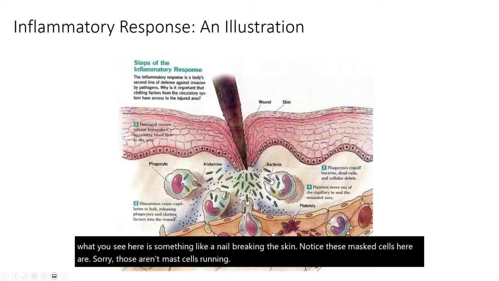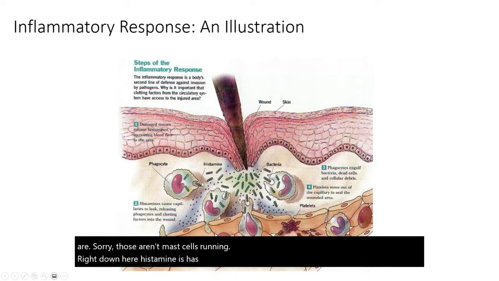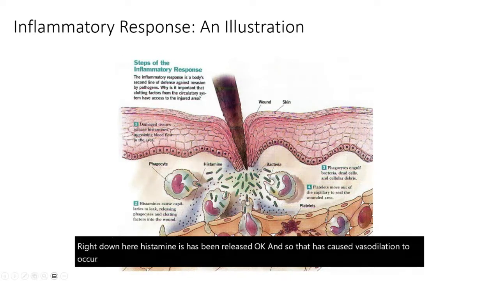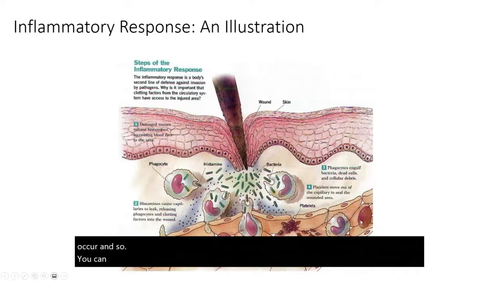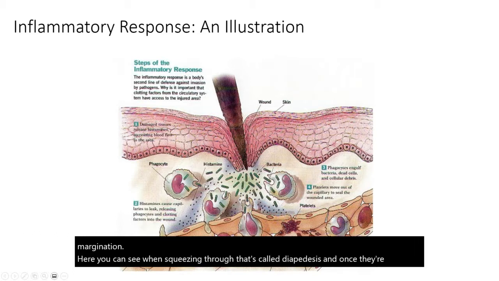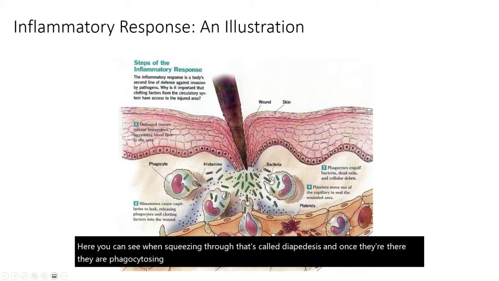Right down here, histamine has been released, okay? And so that has caused vasodilation to occur. And so you can see our phagocytic cells here traveling through these expanded vessels, called margination. Here you can see one squeezing through, that's called diapedesis. And once they're there, they are phagocytosing and eliminating these bacteria.